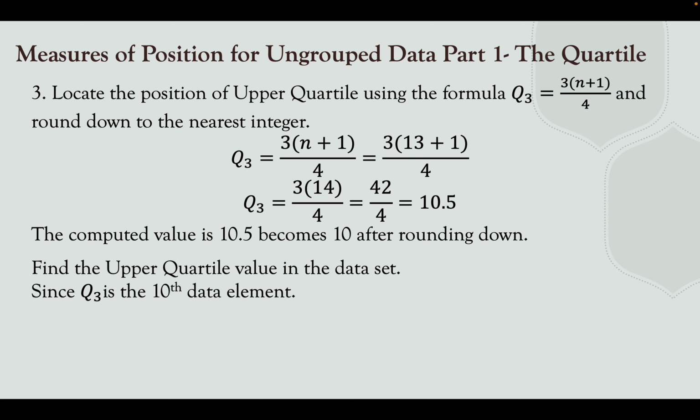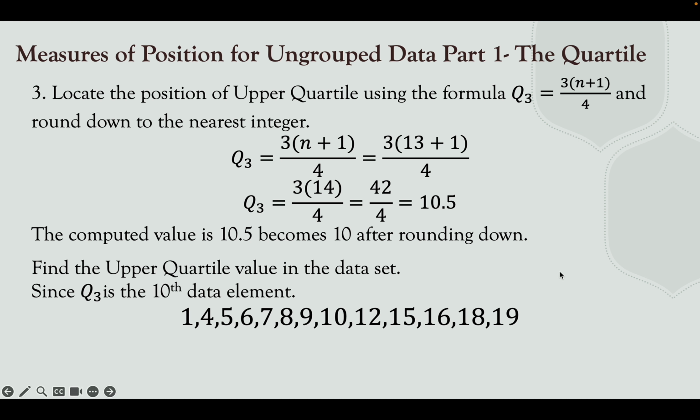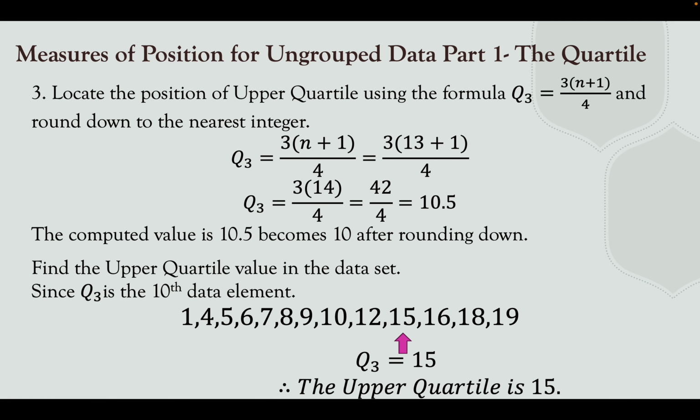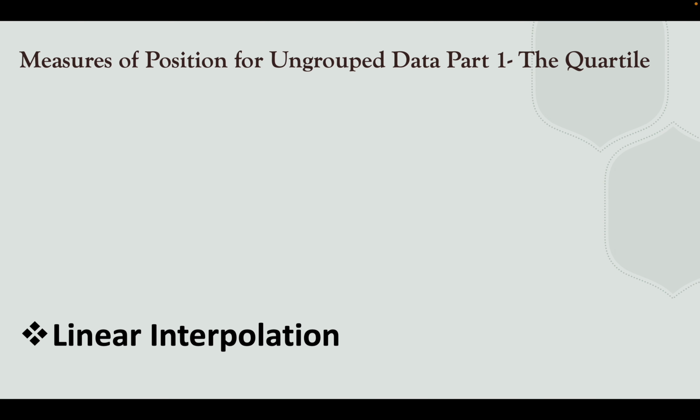So, find the upper quartile value of the data set. It is the 10th element. So, we have here, the 10th element is 15. So, that means our upper quartile is 15.